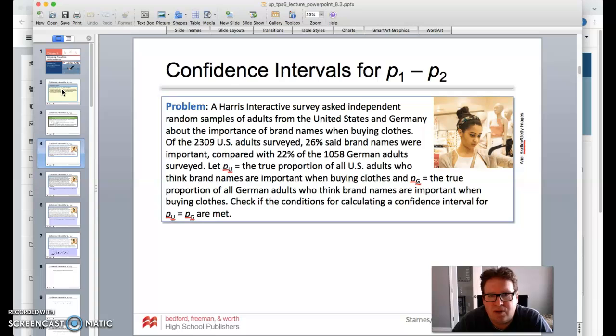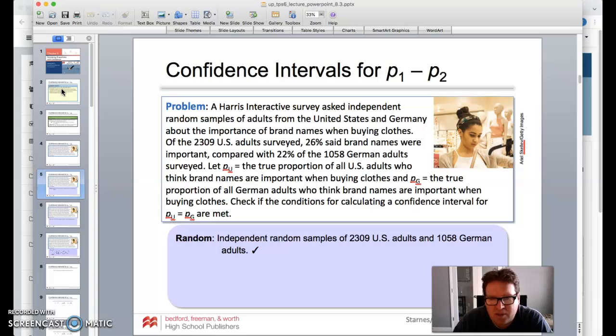A Harris Interactive Survey asked independent random samples of adults from the US and Germany about the importance of brand names when buying clothes. Of the 2,309 U.S. adults surveyed, 26% said brand names were important, compared to 22% of the 1,058 German adults surveyed. We're going to use the subscript U for the U.S. proportion and the subscript G for Germany, and check whether the conditions are met for the interval for p sub U minus p sub G.